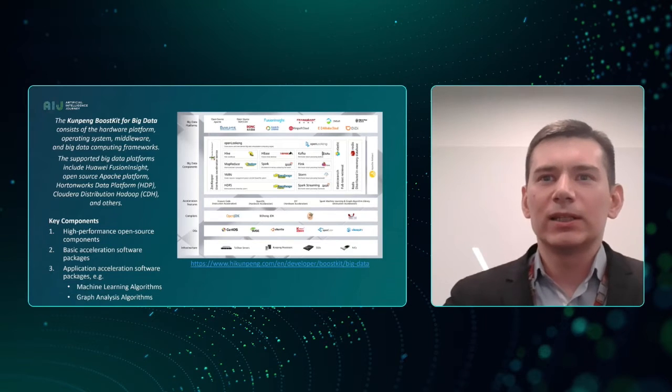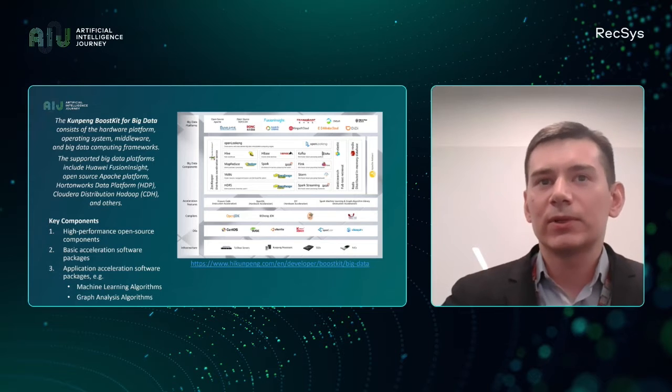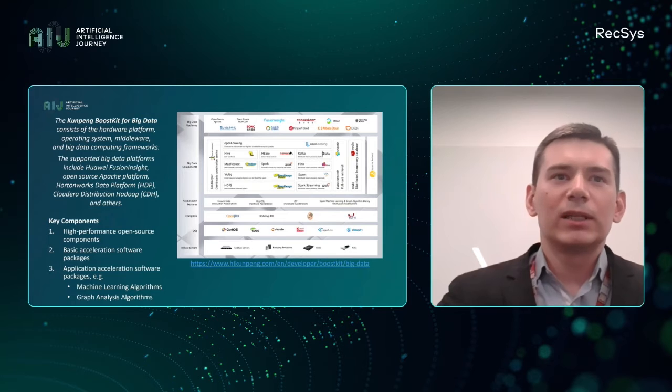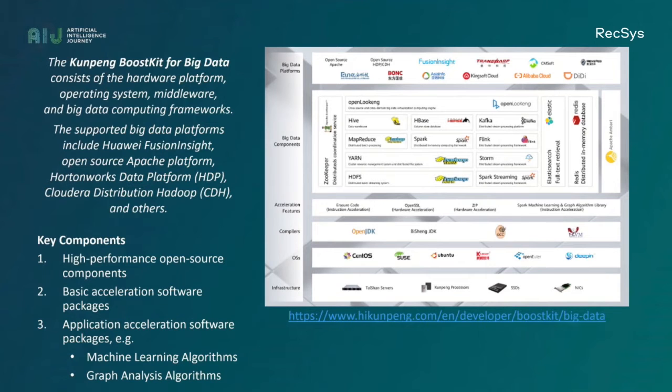Our company uses a whole stack of technologies on data analysis. Our approach is to supply the customers with not separate components, but complex, comprehensive solutions, beginning with hardware, servers, chips, other accelerators, and ending with separate algorithms which allow our customers to quickly tackle their jobs. Our framework in data analysis is called Kunpeng Boost Kit for Big Data. It consists of hardware, platform, operating system, middleware, and big data computing frameworks. Supported big data platforms include Huawei FusionInsight and the open source Apache platform.